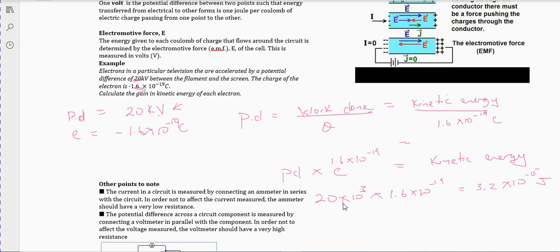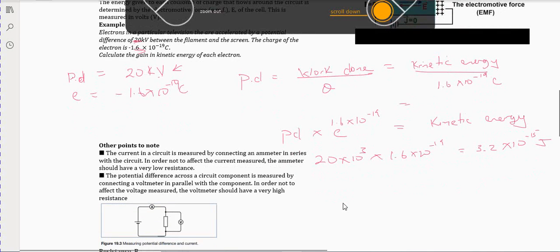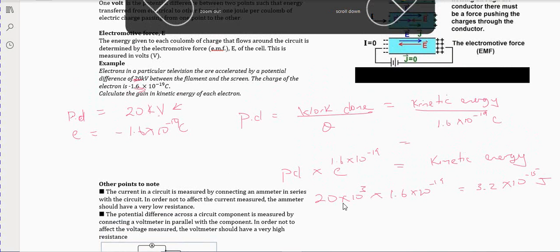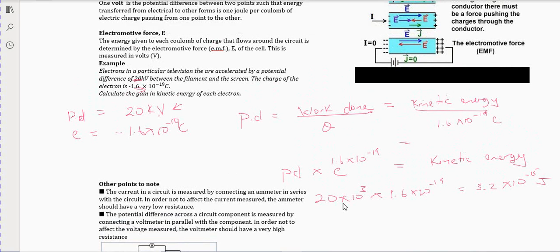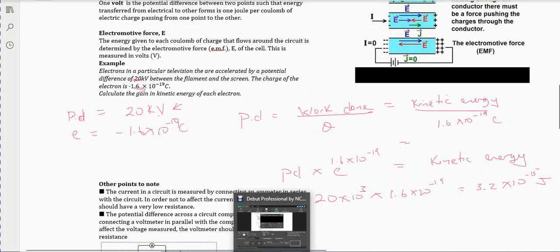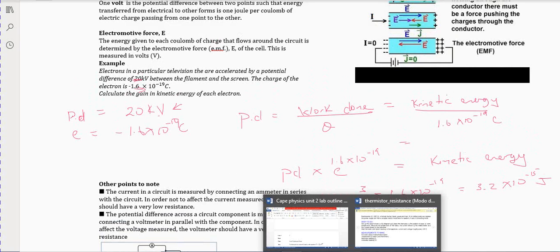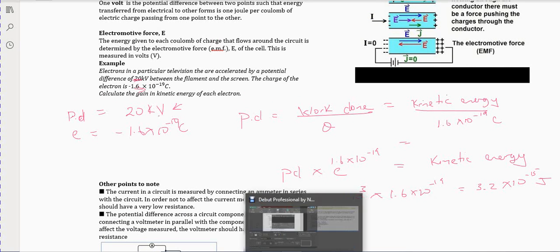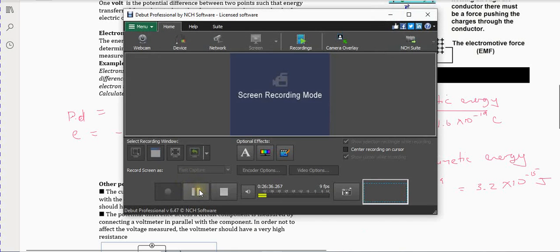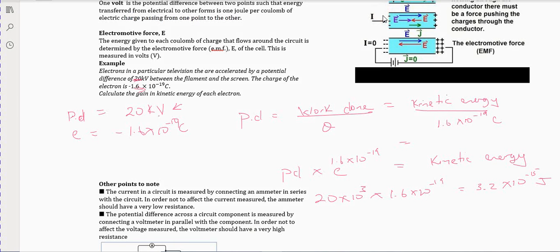All right. So that would cover that. Other points that we need to make note of.